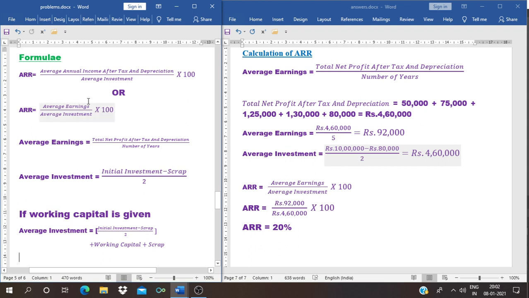Next, how to calculate this average earnings? The formula for average earnings is total net profit after tax and depreciation divided by number of years. Next, how to calculate this average investment? For ARR, the formula is average earnings divided by average investment into 100. The average investment is initial investment minus scrap divided by 2, if working capital is given in the problem.